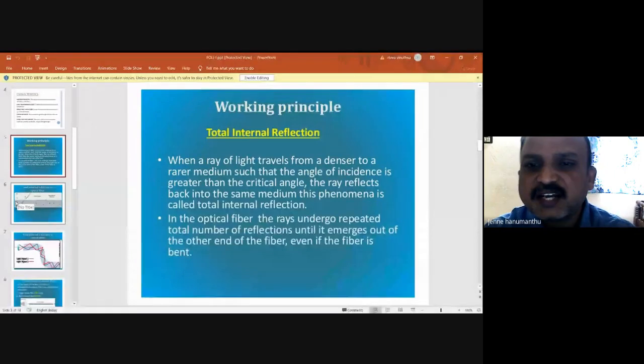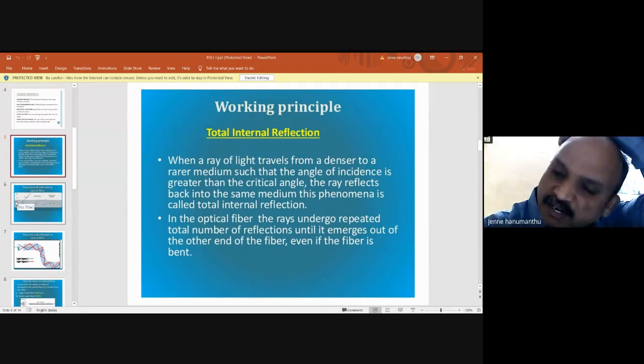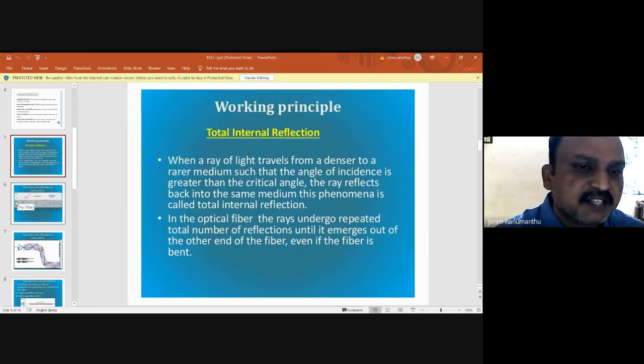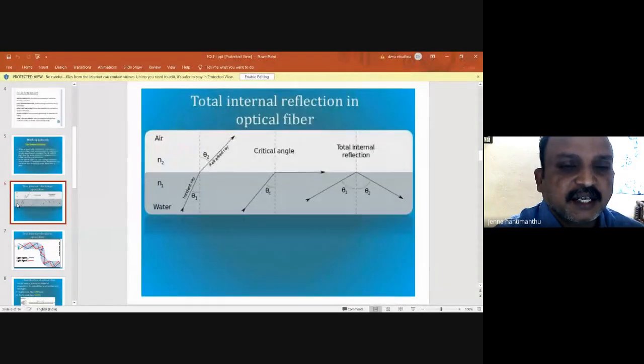So recall once again how this fiber will guide the light throughout this long-haul distance of the medium. There is a basic principle available. The basic principle of the optical fiber is total internal reflection. Total internal reflection means if any light... Show me the other slide. Next, yeah. See this.